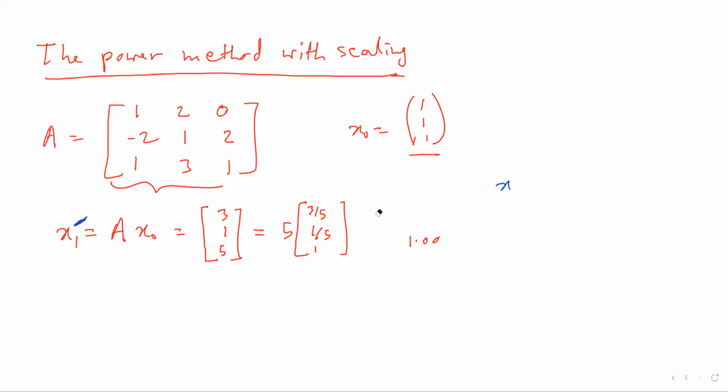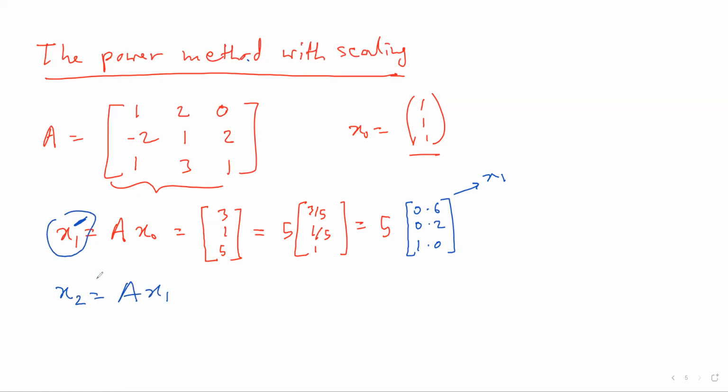I think let's write it in a less confusing way. Let's keep 5 here, and the rest is 0.6, 0.2, 1.0. So this blue one is our x1. And in the next iteration, while finding x2, we shall use this x1, but not the x1 prime. So we are going to write a prime here as well. After multiplication, you will get 1, 1, 2.2.